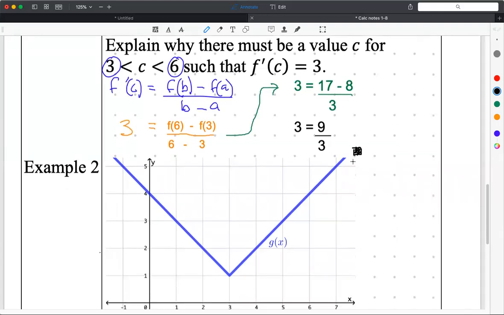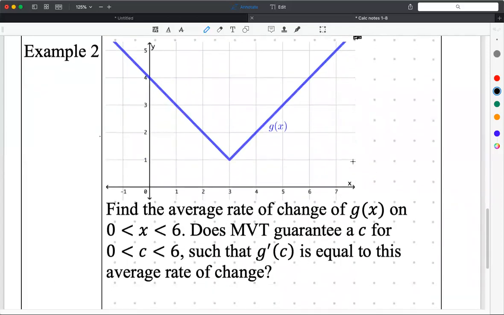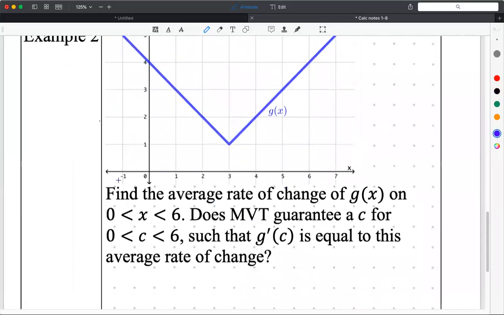Let's try another one. Example 2. All right, and you've already copied this one down. So again, we're trying to find the average rate of change, or I guess it's slightly different. We are now trying to find the average rate of change of this g of x on the interval from 0 to 6. So kind of important there. So from 0 to 6, that means we're starting here and we're ending there. I'm going to go ahead and circle 0 and 6.